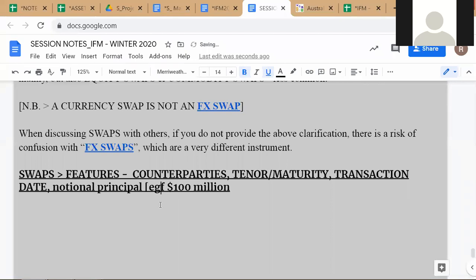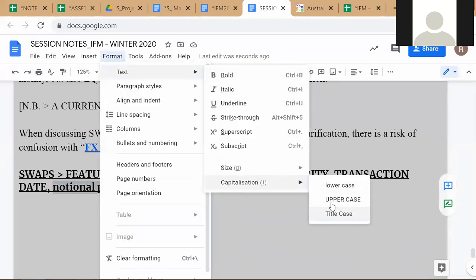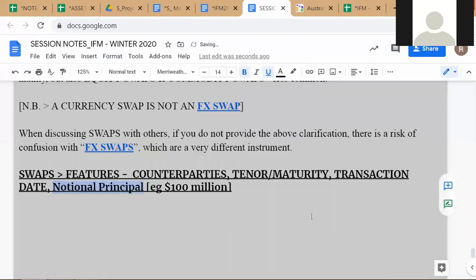We are not interested in the example. This is just an example, okay? It has a notional principal. So this is called a notional principal.